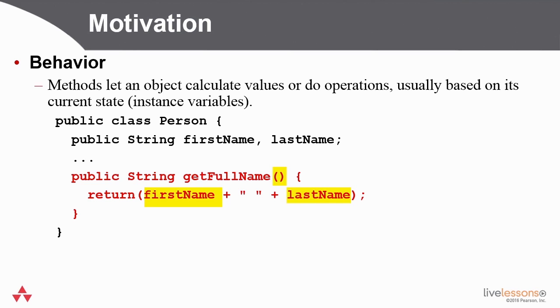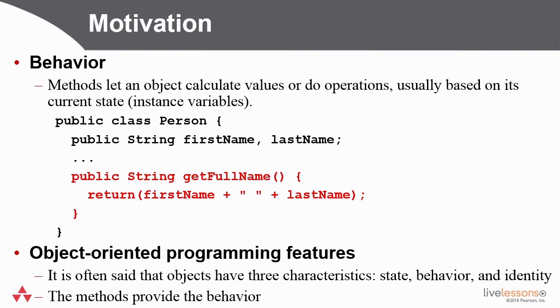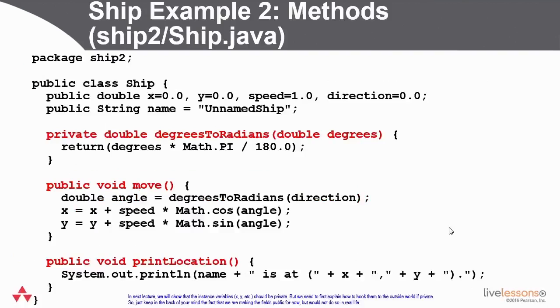So if you come from a procedural language, you're always tempted to write methods that you pass objects to. But instead, you frequently write methods on classes that you call on objects. And so I said earlier that three of the high-level characteristics of objects are state, behavior, and identity. State was provided by instance variables. Behavior is provided by methods.